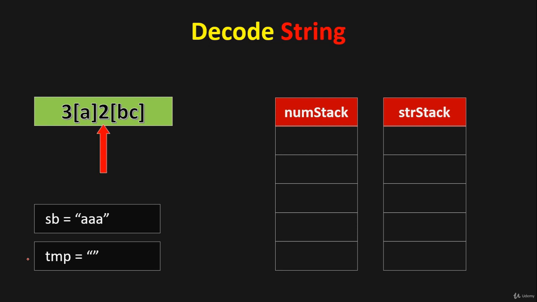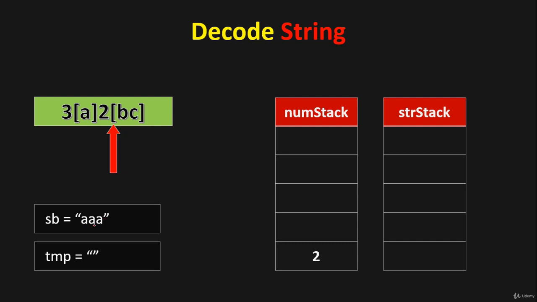Then our next character is a digit. So let's insert 2 to our num stack. Then let's move to the next character. The next character is opening bracket. Whenever we find an opening bracket, what are we going to do? We're going to insert whatever we have at string builder variable to string stack.